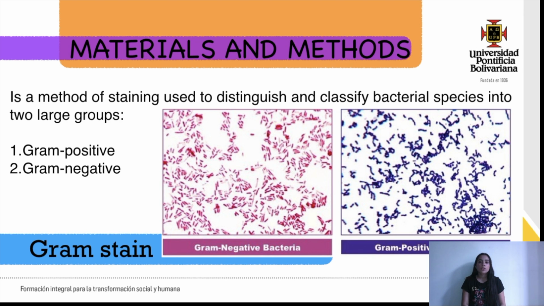And the last method used in this article was the gram stain. It is a method that helps us to identify or to distinguish two large groups of bacteria, the gram-positive and the gram-negative. If the bacteria take a violet coloration, it means there is a gram-positive bacteria. And if the bacteria take a pink or less coloration, it means there is a gram-negative bacteria. It helps us with the treatment of these groups of bacteria because they have different responses to different drugs.